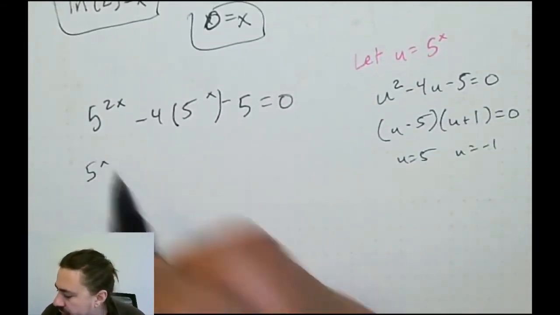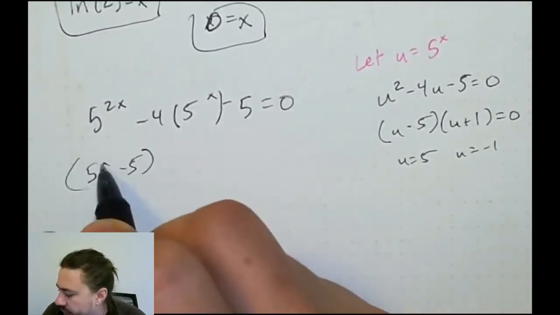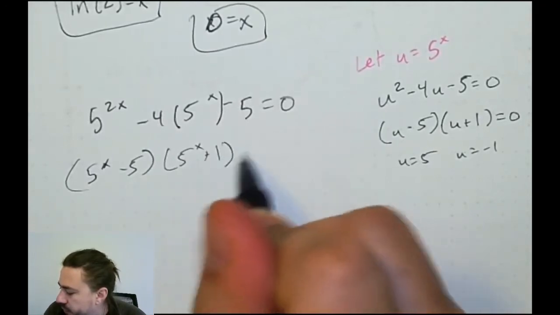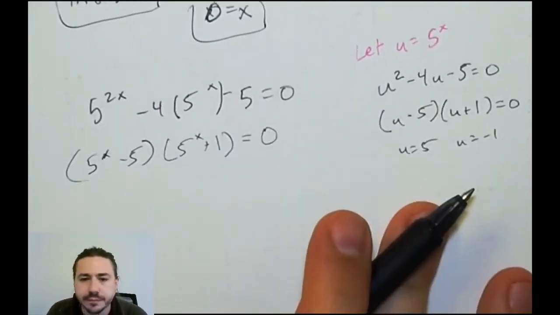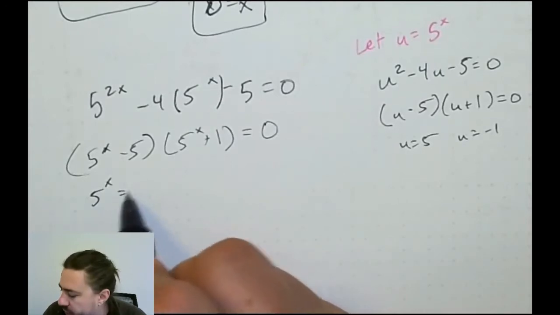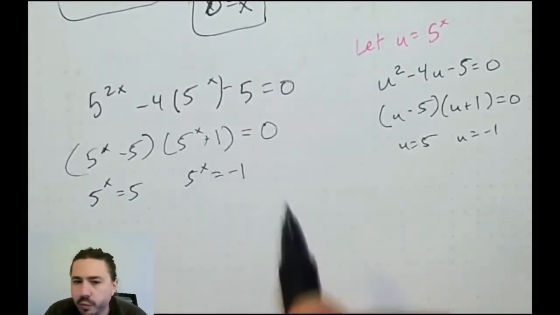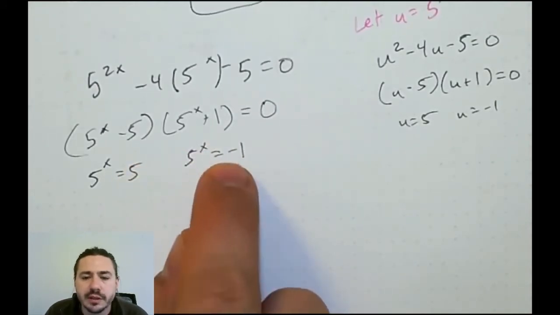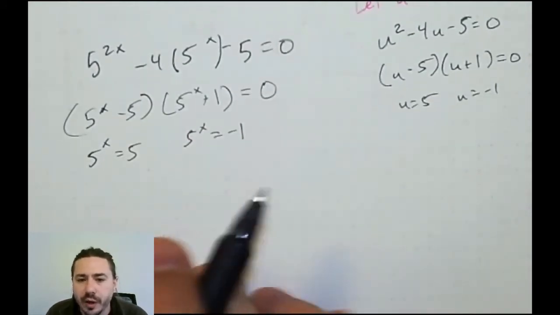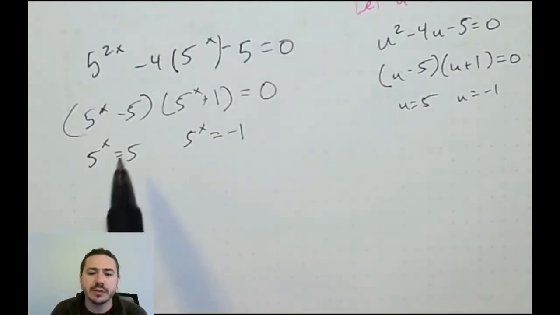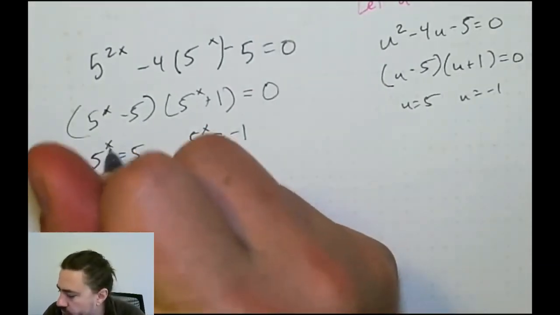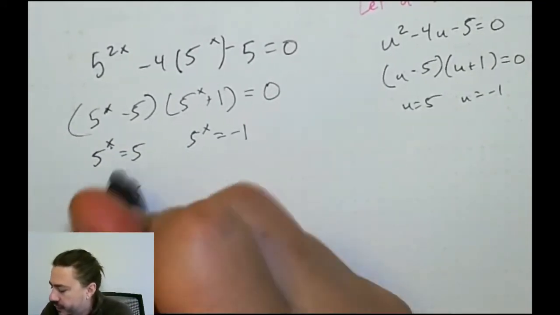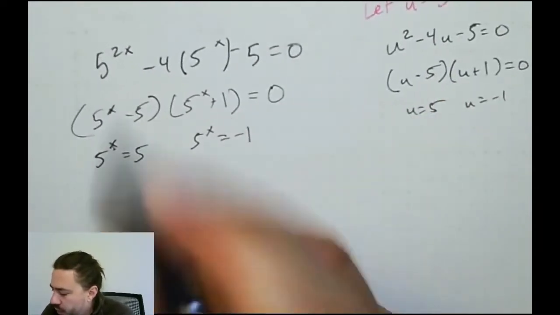So I've got 5 to the x minus 5 as one factor, and 5 to the x plus 1 as my other factor, equals 0. So 5 to the x will equal 5, and 5 to the x equals negative 1. We'll look at the second one in a minute, but let's look at this first. So 5 to what power is 5? You really don't even need to use the inverse property here. Hopefully you can just recognize that 5 to the first power is 5, so x should be 1.